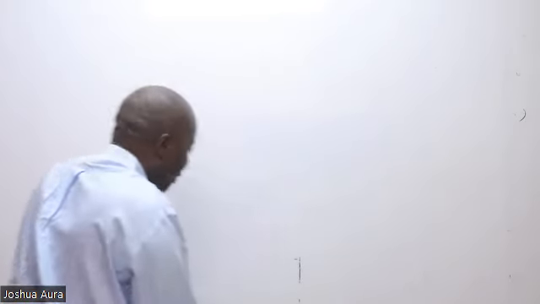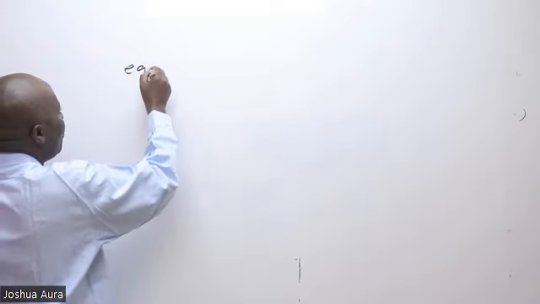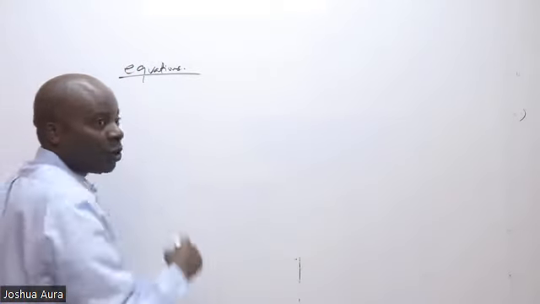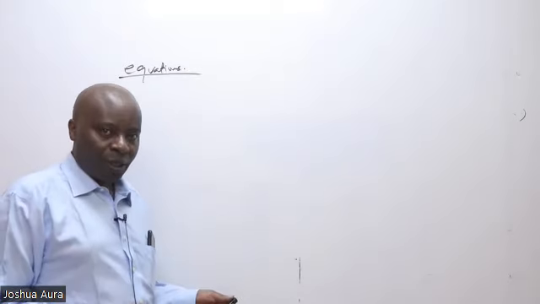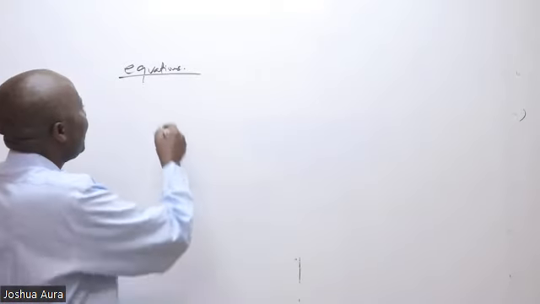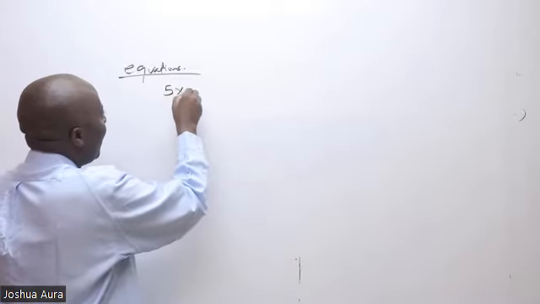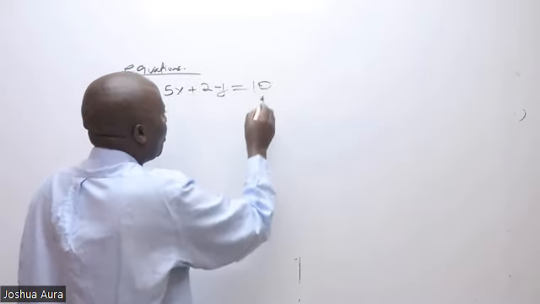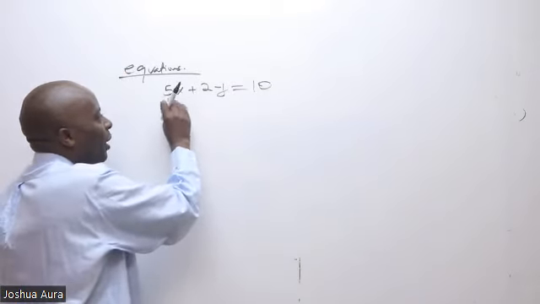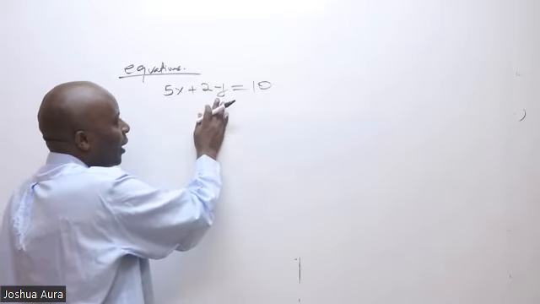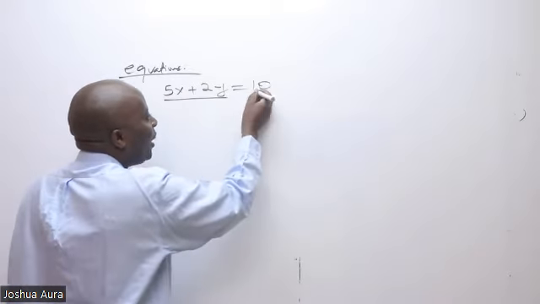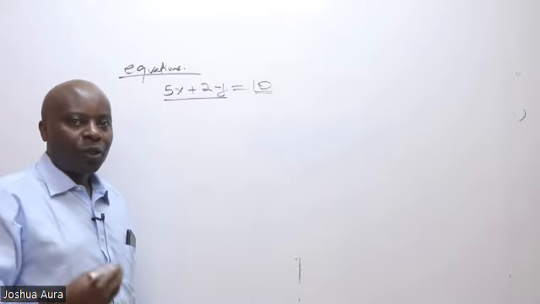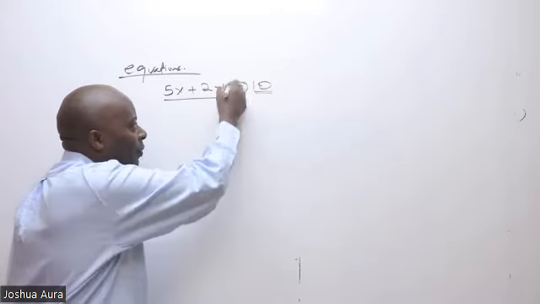Now, when we talk of equations, from the word equal, we are going to have two parts of an equation. If, for example, somebody gives you something like 5x plus 2y equals 10, you can see we have got two parts here. We have 5x plus 2y, which is the first part, being equal to 10. The word equal is very, very important.